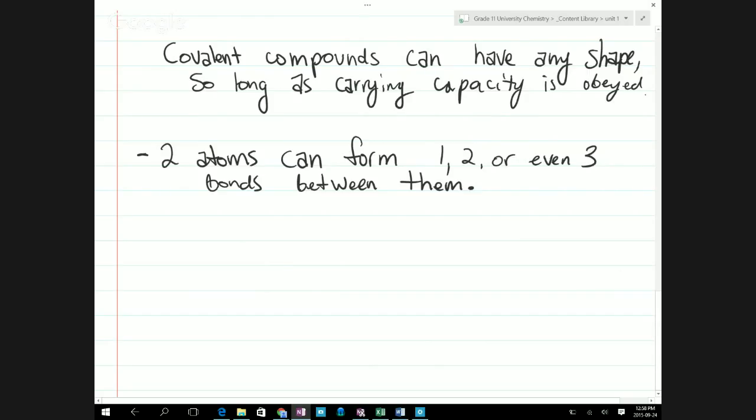Now, what about this? Okay, 2 atoms can form a bond, but they can actually form 2 bonds between the same atoms, or even 3 bonds between the same atoms. I want you to show me what O2 looks like. What's O2? It's oxygen gas. And obviously it is 2 oxygen atoms. I want you to draw for me a Lewis diagram, the electron dot diagram, to show how O2 forms. Show me how we get oxygen gas.